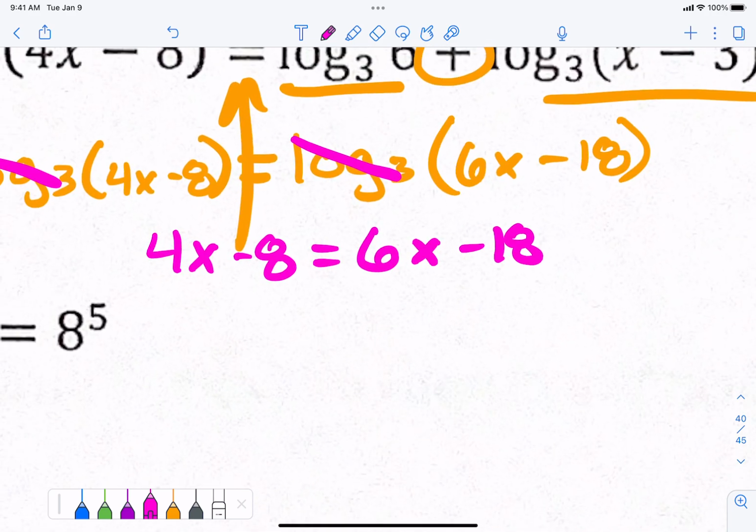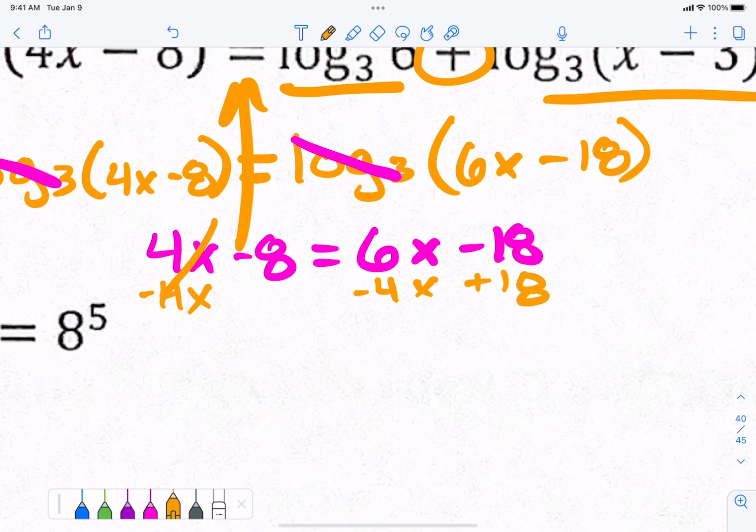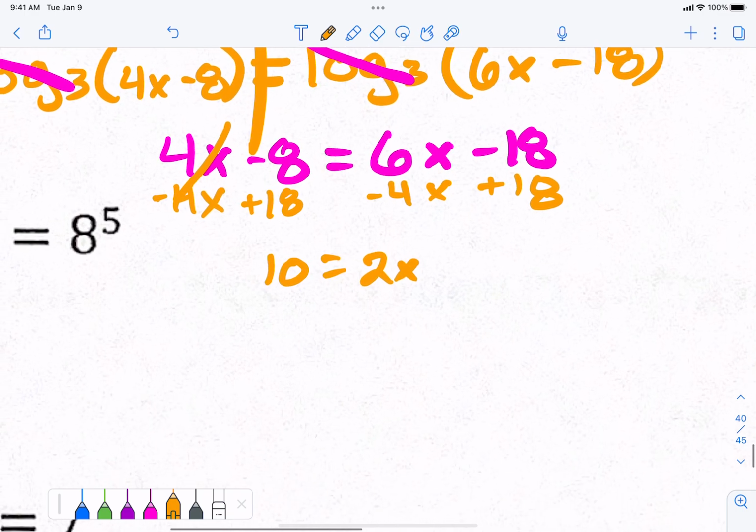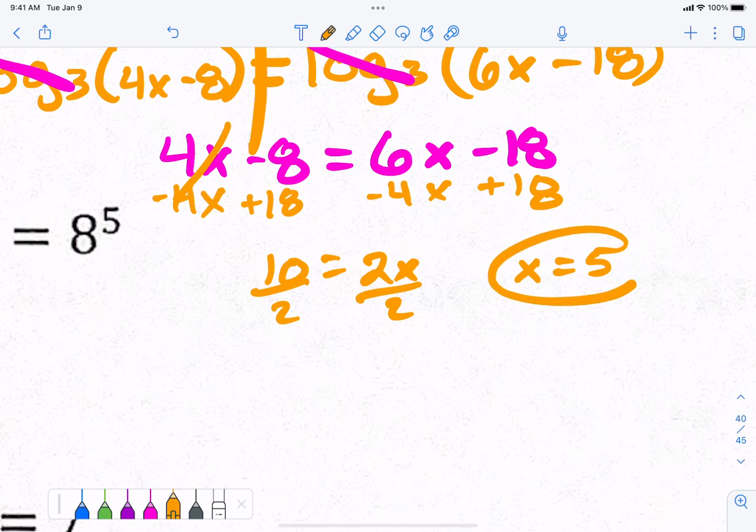Got it. Okay, what would you like to move? Add the 8, subtract the 4. Then you have 10 and 2. You've got positives everywhere. Positive 10 and positive 2. And x equals 5. X equals 5.